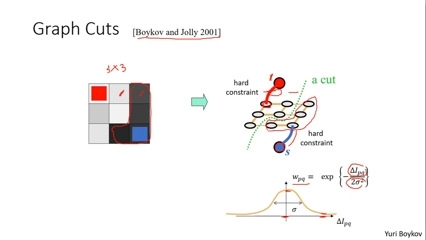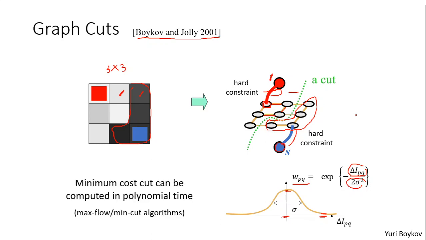These are called T-links, and these are called N-links. That's something you need to remember. Links between nodes in the graph that correspond to pixels we call N-links. Links that are connected to the source and the sink are called T-links.